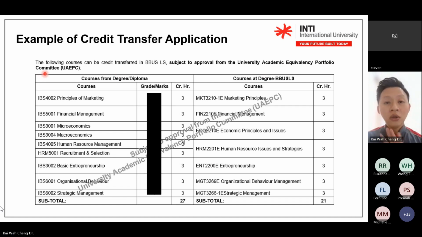Only them, not any other person or any third parties who are not in the UAEPC, the University Academic Equivalency Portfolio Committee. This is the only authorized body which will give you the actual results of your credit transfer applications. So please bear in mind, whenever you receive information related to your academic affairs, make sure you receive it from the correct channel. This is very important because only the correct person in charge or the correct channel can provide you the most updated information regarding your academic affairs.